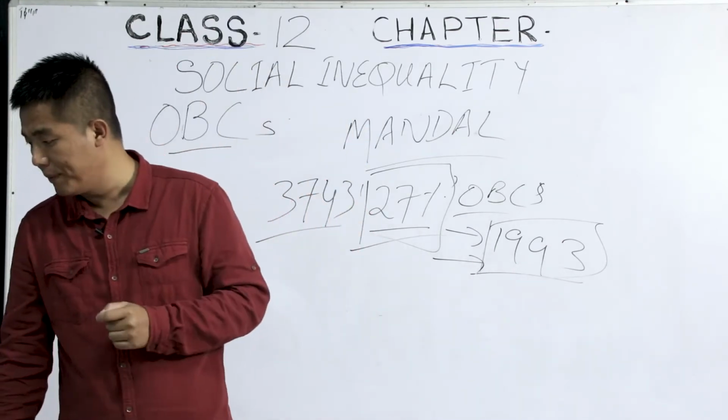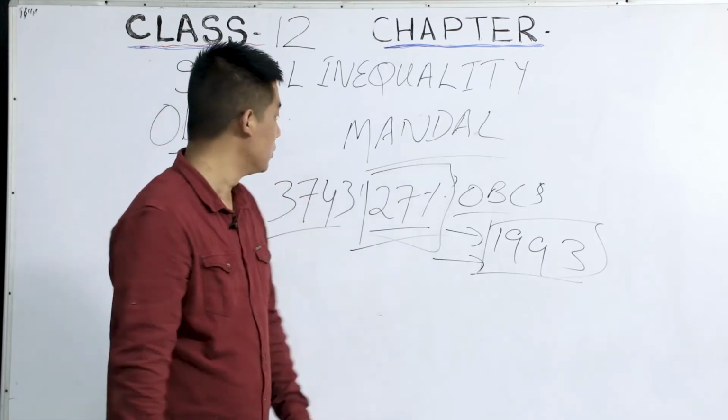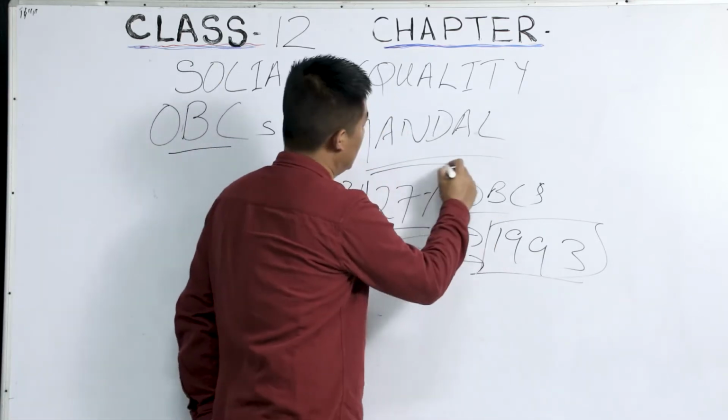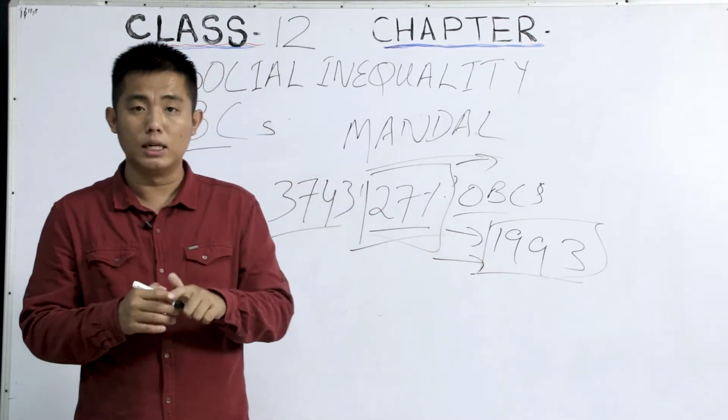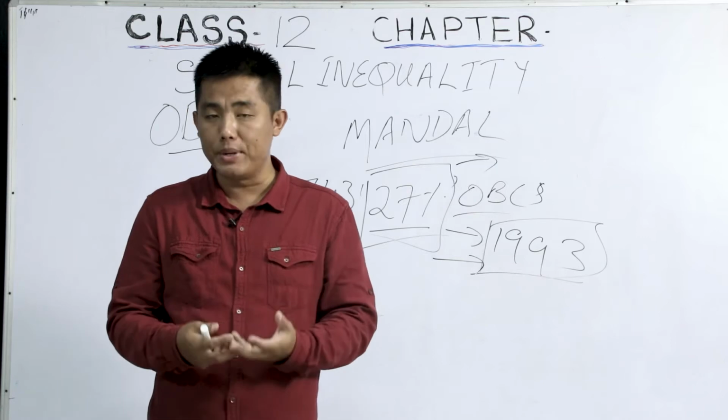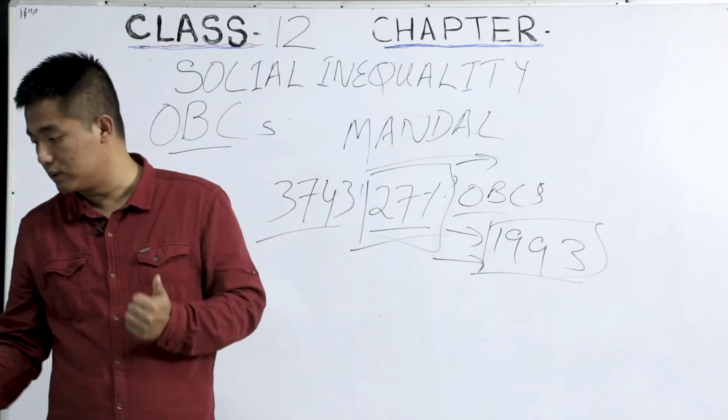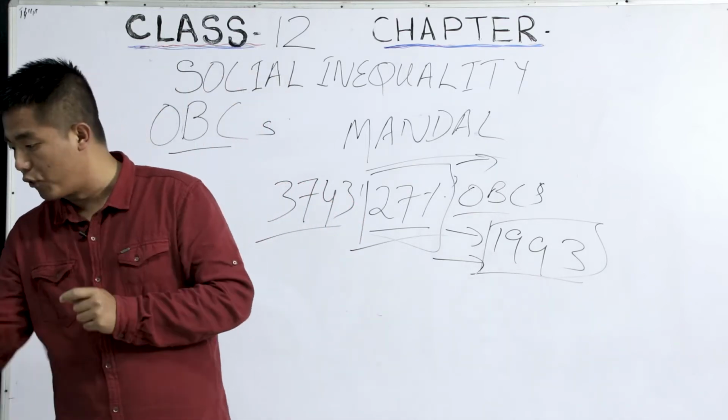Now, what happened was that these provisions were given for the OBCs, where they had the opportunity to compete themselves in the exams. And all these things will be found in your page number 45.